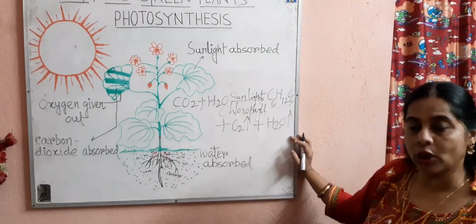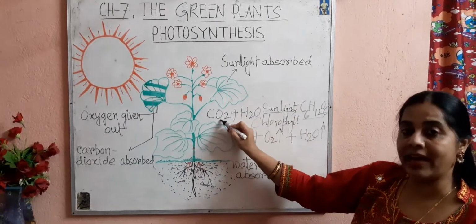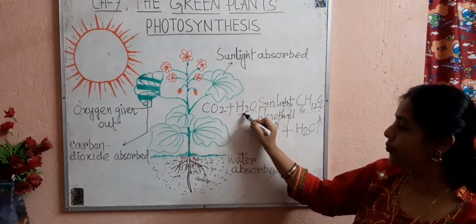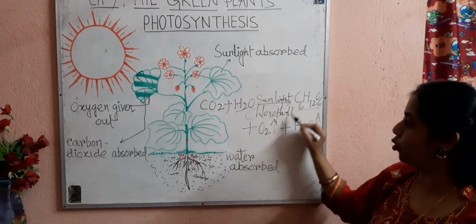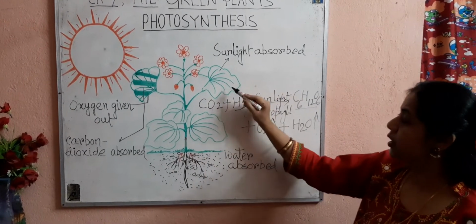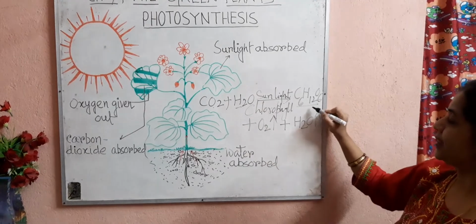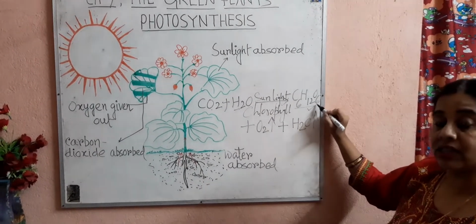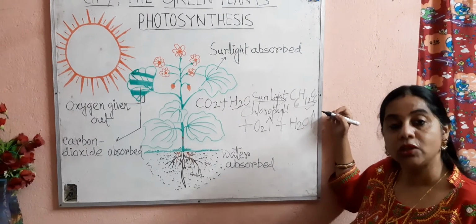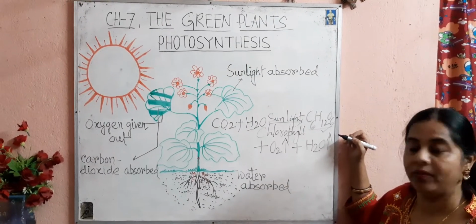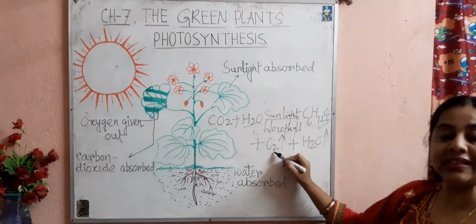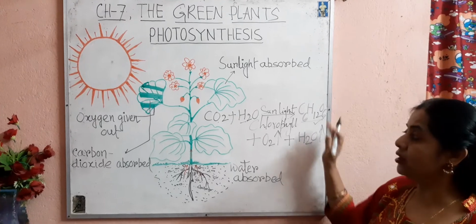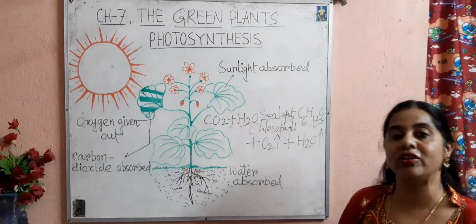Got it? So children, this is carbon dioxide. So with the help of carbon dioxide and water, and in the presence of sunlight and chlorophyll, green leaves prepare their food, which is in the form of carbohydrate, that is C6H12O6, or you can say sugar. Sugar is a type of carbohydrate. And children, oxygen gas is released and water vapor is also released. So this is the photosynthesis equation.